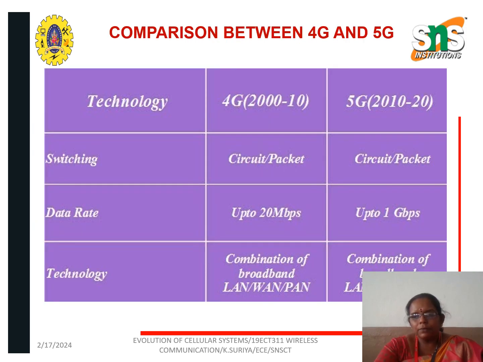This is a comparison between 4G and 5G. 4G was introduced from 2000 to 2010, and 5G is under use from 2010 to 2020. 4G and 5G both use either circuit or packet switching. Data transfer rate is up to 20 Mbps for 4G and up to 1 Gbps for 5G. And both 4G and 5G use a combination of LAN, WAN, and PAN.